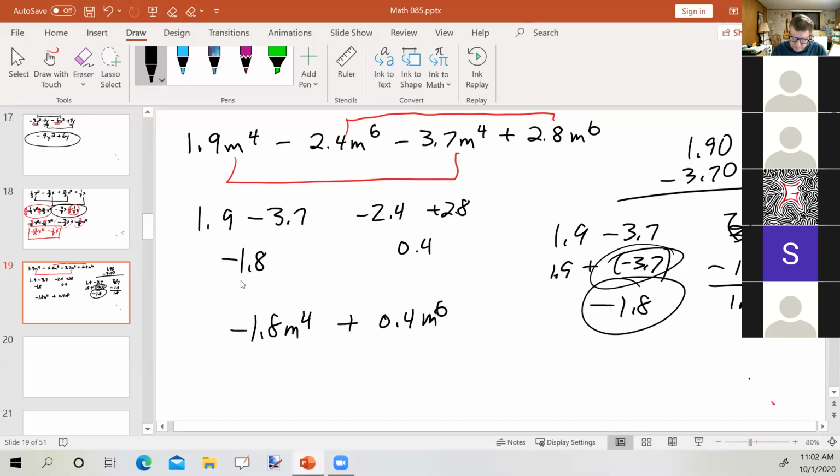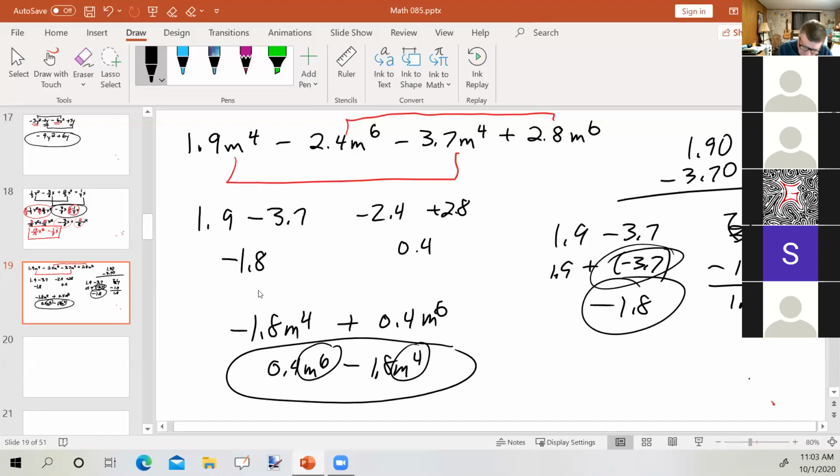Okay. Now, this is a correct answer, but I just want to talk again about something called standard form, which is descending powers, where you put the variable with the largest power and then the next largest, et cetera, et cetera. So they're both correct answers, but 0.4 m to the sixth minus 1.8 m to the fourth would be an even better answer, descending powers of m. All right? Any questions there? Okay.